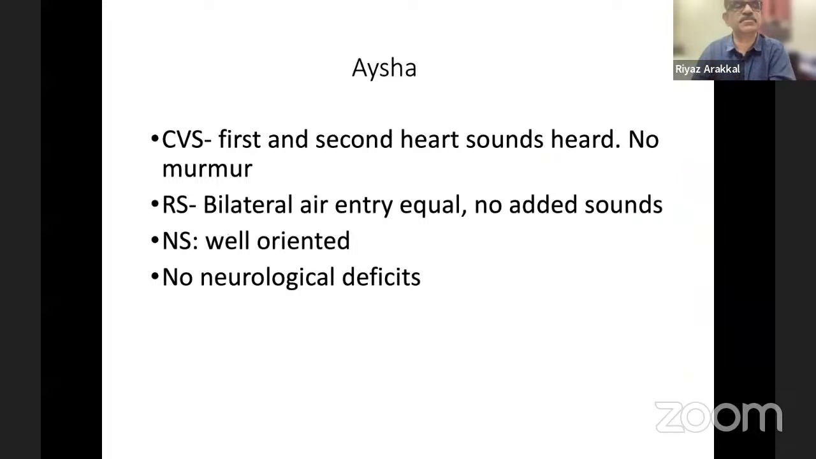Examination of cardiovascular system: first and second heart sounds heard, no murmur. Respiratory system: air entry is bilaterally equal, there are no added sounds. Nervous system: she is well oriented, there are no neurological deficits.